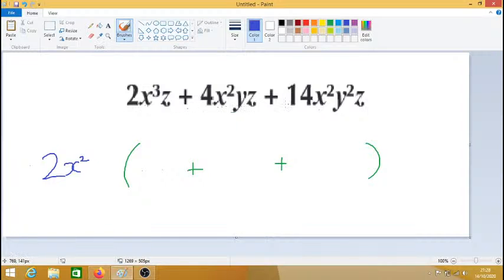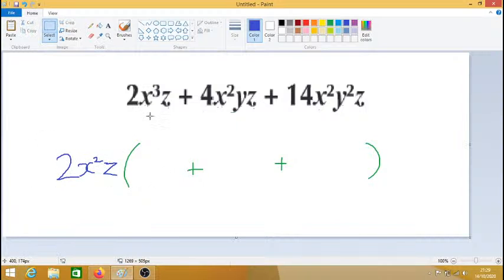Y is only present in the second and the third. It's not present in the first, so that's not a common factor to everything. So I can't pull out y. The z is in common, and I can use that to make everything else. So that's another common factor I can pull out. So I've got 2x squared z. That's your common factor at the front.